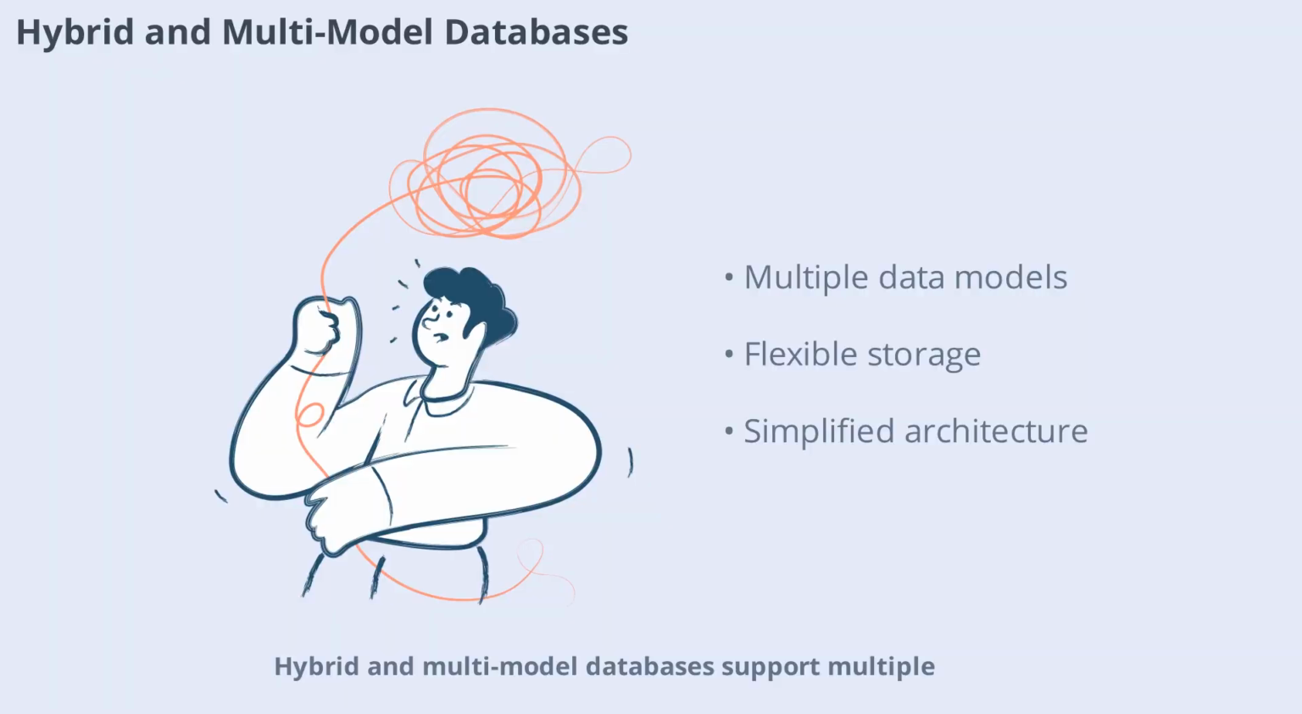Hybrid and multi-model databases support multiple data models within a single system. This allows you to store structured, semi-structured, and unstructured data together. These databases offer flexibility and can simplify your architecture by reducing the need for multiple systems. Examples include Microsoft Azure Cosmos DB.